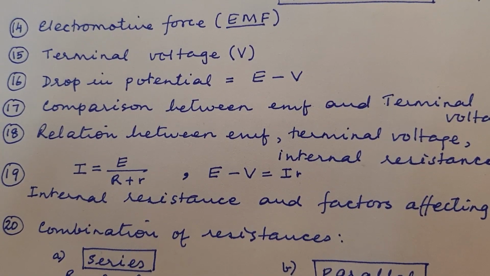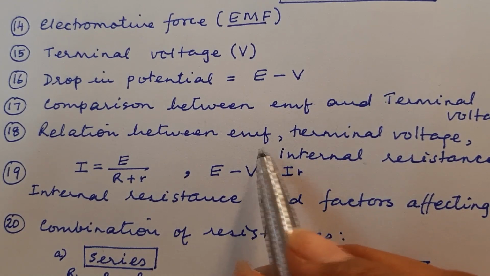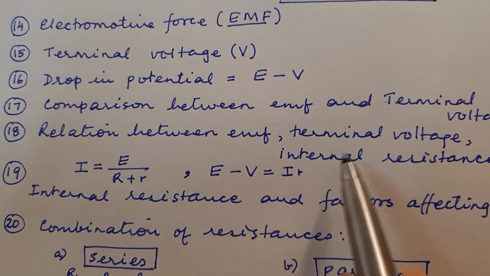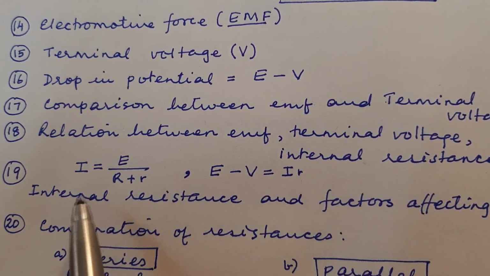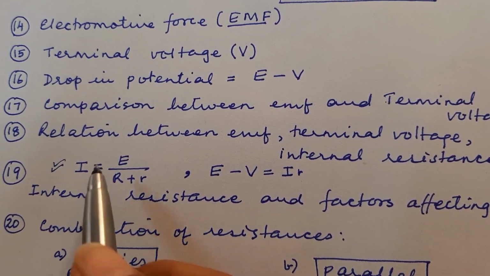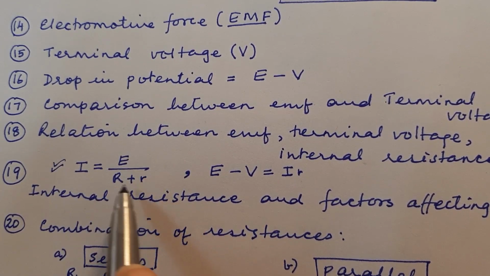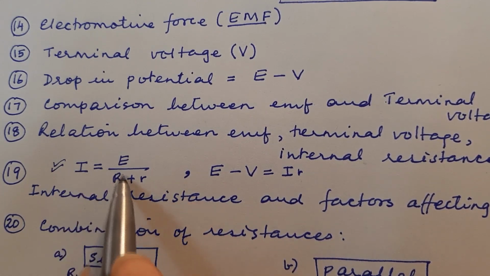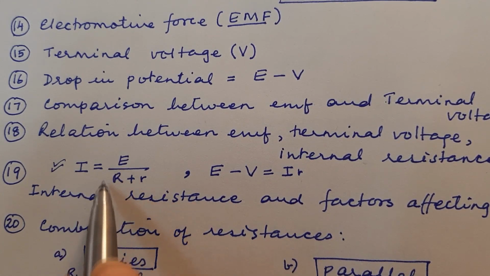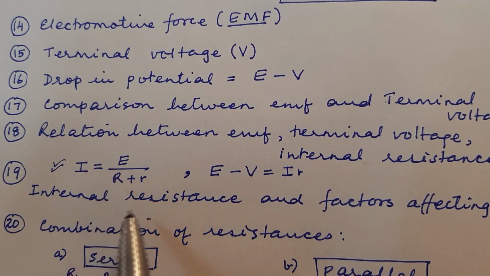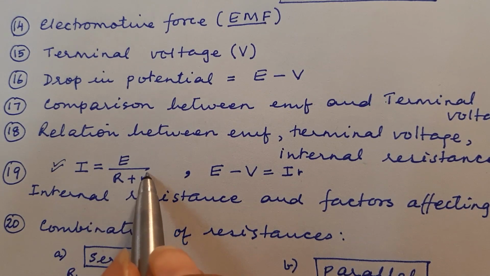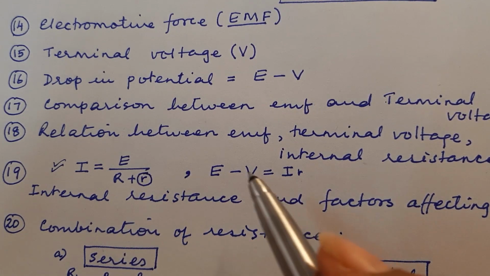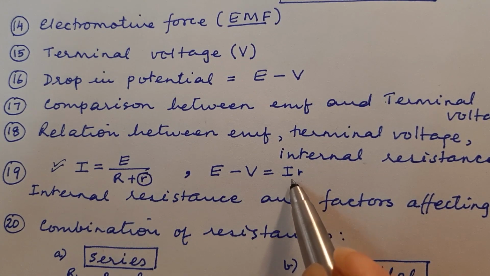We come to 18th point, relation between EMF, terminal voltage and the internal resistance. And here we will have number of formulae, but the most important one are this one where we have I equal to E upon R plus r. E is the EMF, I is the current, and R is the external resistance or resistance in the external circuit, and this one will be small r, which is the internal resistance. Also, we will have E minus V equal to Ir.